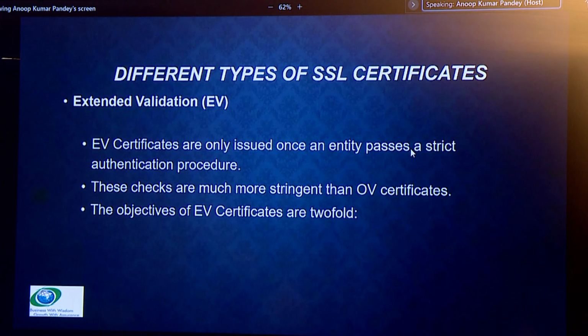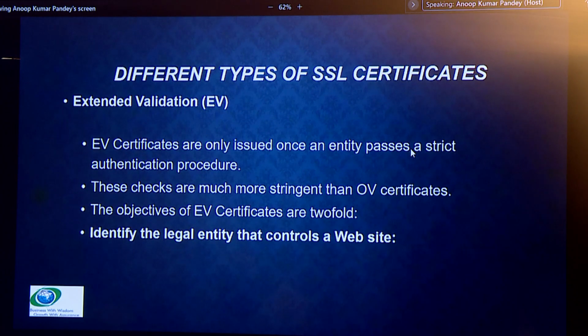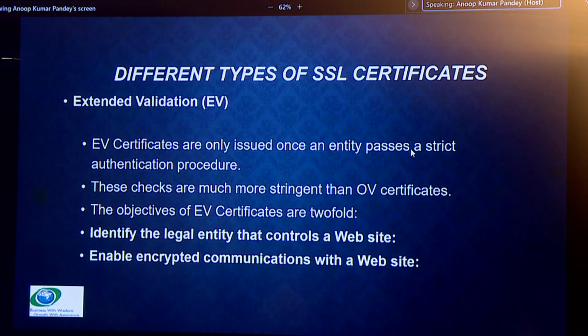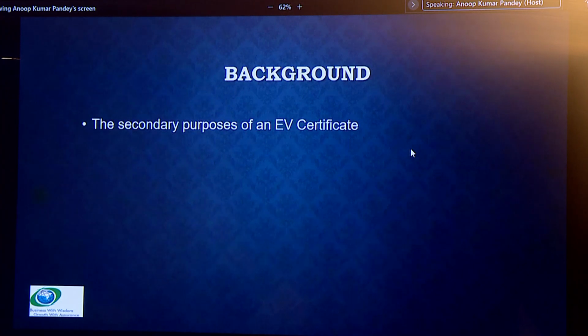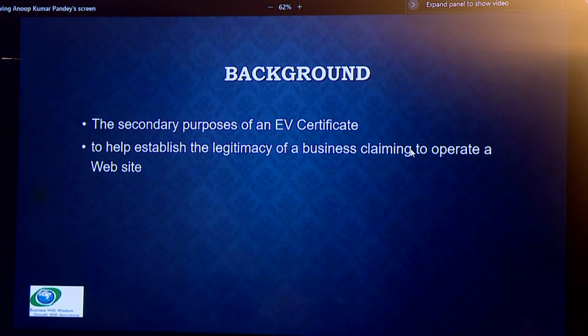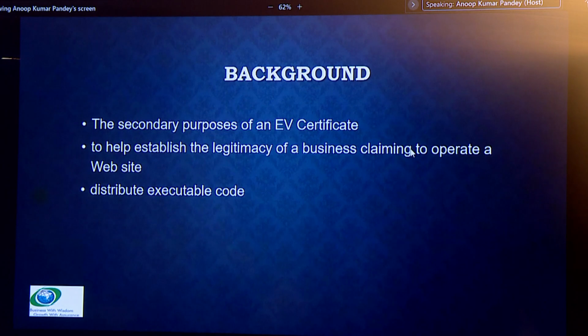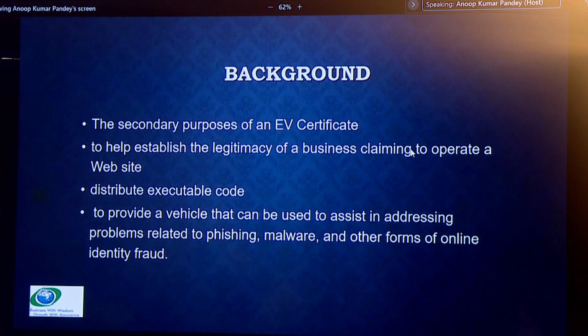This is basically twofold: identify the legal entity that controls the website, and enable encrypted communication with the website. These are the two strict criteria which we look for and audit based on that. The secondary purpose is to help establish a legitimate business claim to operate a website. So basically you are saying that it's validated. You can see the trusted gateways and all that we talk about. This basically comes under that. What you see here is all about the trust base, and distributing executable code can be done through this.